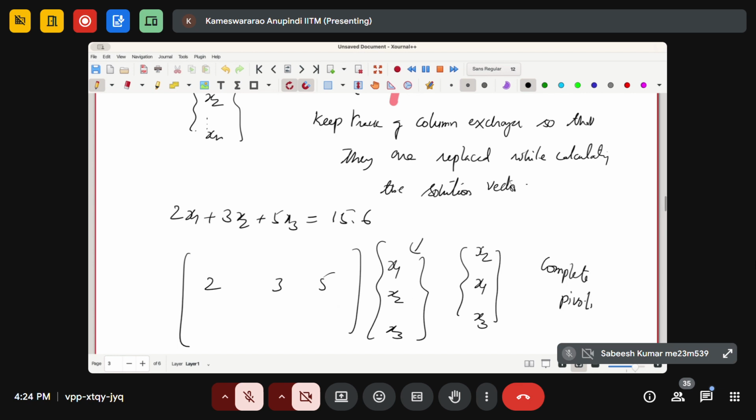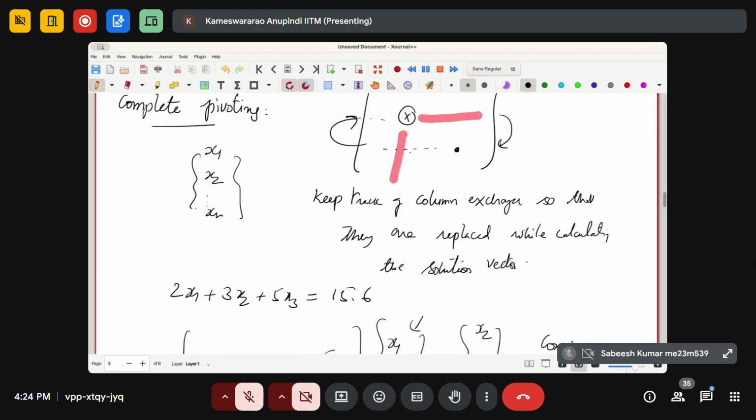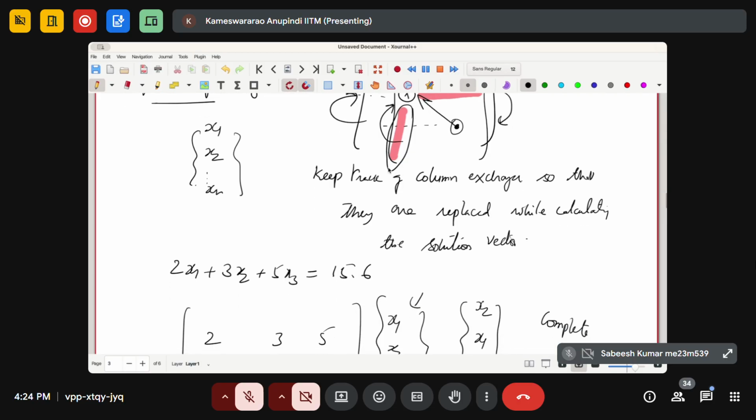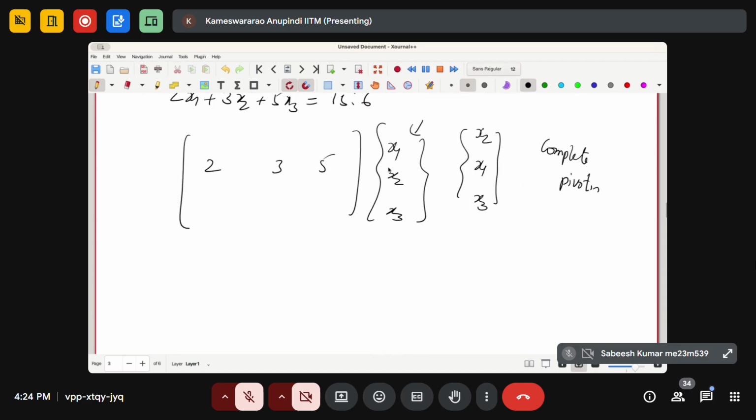So in complete pivoting, we are going to scan the entire submatrix for the maximum value, and then that maximum value we're going to bring to the pivot position. Whereas in partial pivoting, we are only going to scan all the rows below the pivot element, and we're going to bring the largest value to that position. Although complete pivoting is better than partial pivoting in terms of guarding against round-off error accumulation, generally partial pivoting is used in all the software, because partial pivoting is much cheaper than complete pivoting.